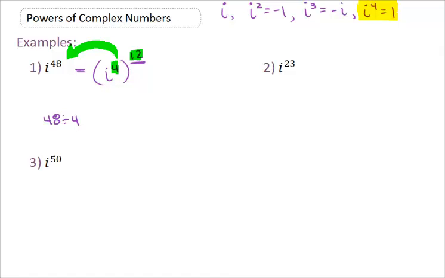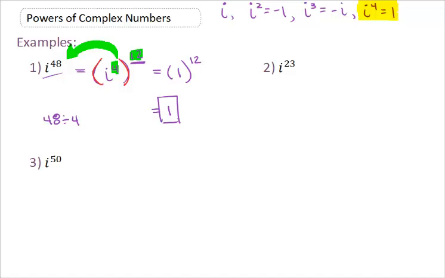Now the reason that I broke it like that is because I can simplify the inside first. And we know that i to the fourth gives me 1. So we have 1 to the 12th power. 1 to any power always simplifies to be 1. So my i to the 48th simplifies down to be a positive 1. And we knew that it should be positive or negative 1 because the exponent is even. We just had to figure out whether it's positive or negative.